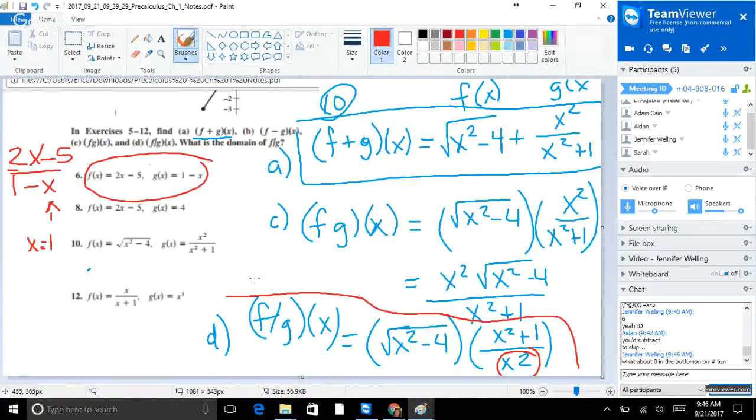13. Oh, wait, Jennifer said, what about the 0 in the bottom on number 10? Yeah, so that's a good question, Jennifer. So in number 10, there is no 0 at the bottom because there's no value. Oh, thank you. You're right. We can't have 0. I don't know what my brain was thinking. You cannot have 0 as a value. So the domain would be all reals except 0. I was just thinking, oh, it's a square function. Everything should be good. But you are correct.